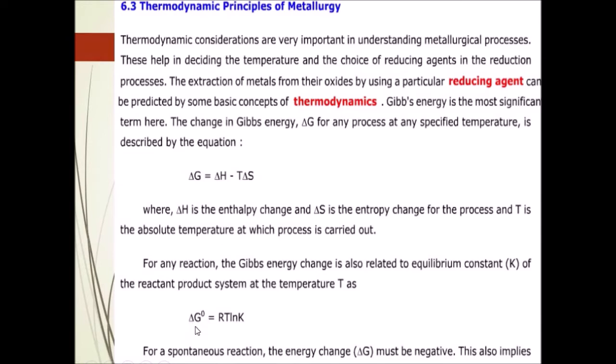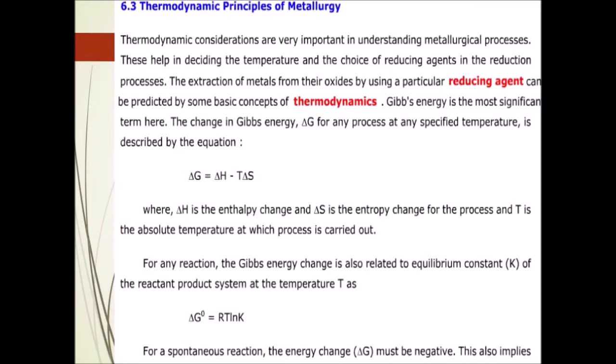That is, delta G naught is what? Standard. Wherever you find this naught, it is standard. Standard Gibbs free energy is equal to RT ln K. K is the equilibrium constant. R is the universal gas constant. So you have another equation related to Gibbs energy, that is, the change in standard Gibbs energy, delta G naught, is equal to RT ln K.